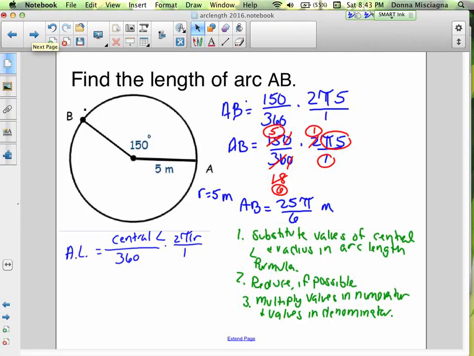All right, so after we reduce, we multiply values in the numerator together and multiply values in the denominator together. And that's all there is to it. All right, so let's do a few more. We always want these to be fractions in lowest terms. Right? Don't divide 25 by 6. It doesn't go in evenly. And don't multiply by pi. Leave it in terms of pi.